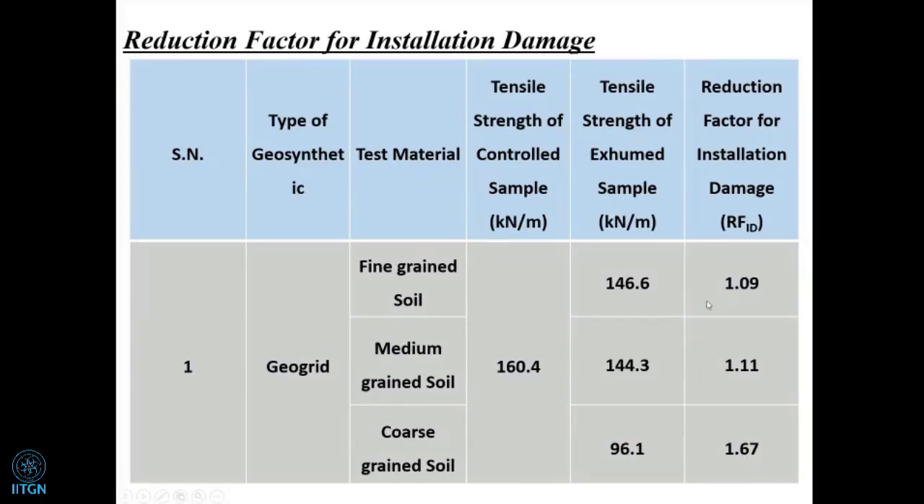So as the size of the sample increases, the damage increases. So it clearly indicates the variation of reduction factor from 1.09 to 1.67. This way we can confirm that while putting our sample in the field, we should keep in mind that this kind of damage may occur. So while designing, we consider this damage factor, depending upon the type of backfill material being used.